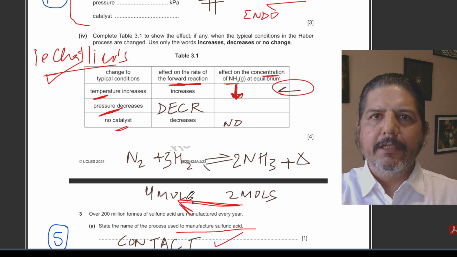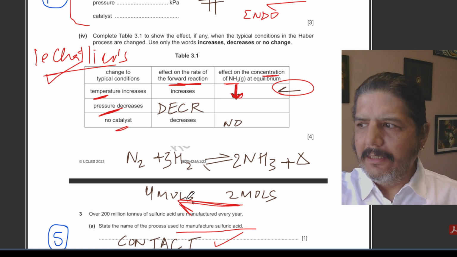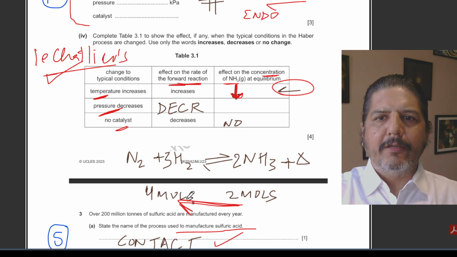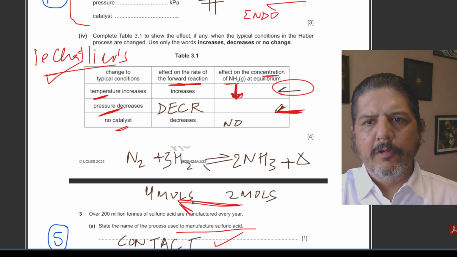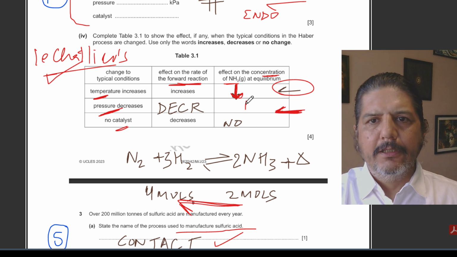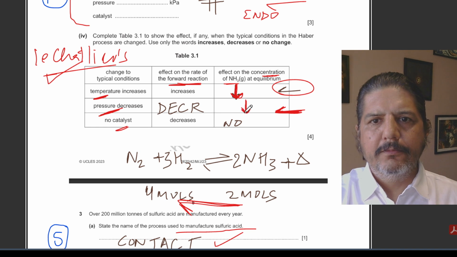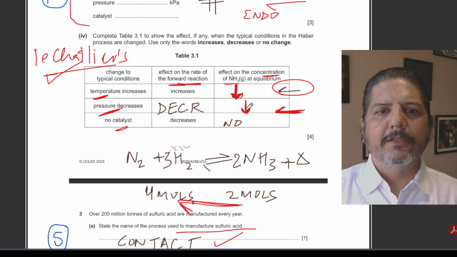So if you decrease the pressure, the system will increase the pressure by moving in the backward direction. The equilibrium will move in the backward direction. And when the equilibrium moves in the backward direction, the concentration of ammonia will decrease. Hope this is making sense.